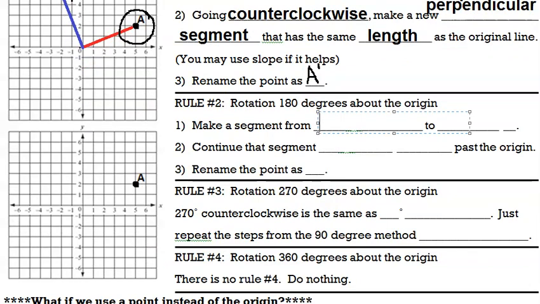All right, rotate 180 degrees. Now 180 degrees doesn't take a whole lot of effort. We're going to start the same way. We're going to go from the origin to point A.